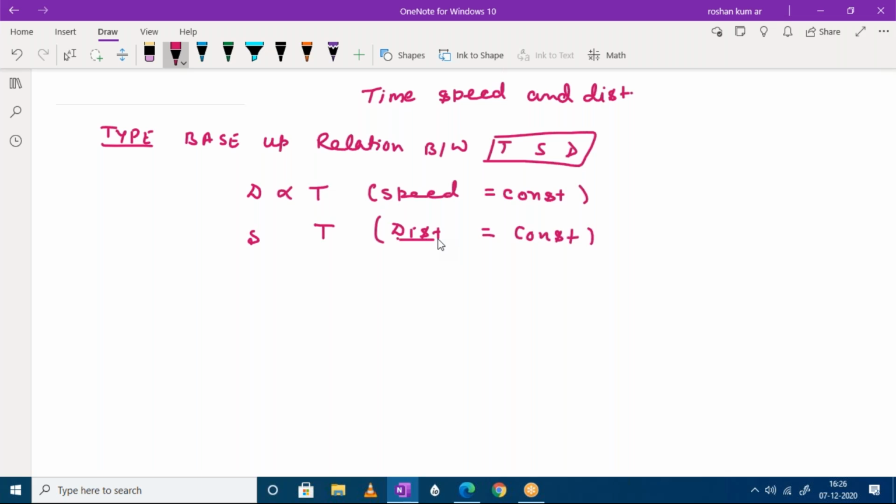Means when speed increases, time will decrease. Or when speed will decrease, obviously time will increase. So such kind of relationship we call inversely proportional. What do we call it? Inversely proportional to each other. Or you can write it the other way around also.